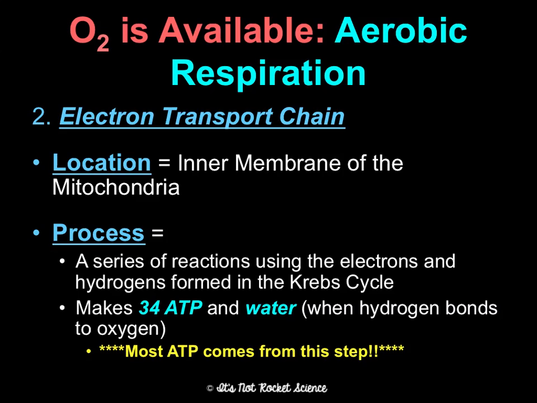So we got 2 from glycolysis, 2 from Krebs cycle, and 34 from ETC. So we're getting about 38 total, although some people don't include the glycolysis ones in the total count, so it's 36 to 38 if it works perfectly.